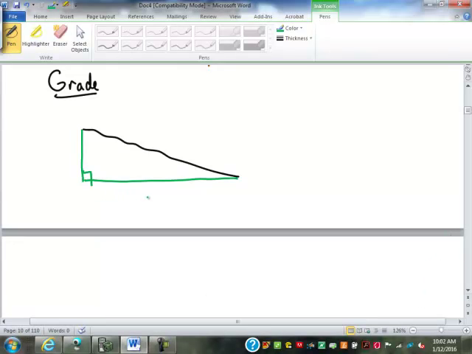So let's say we've got a piece of land here that in 200 feet, it rises 28 feet. The grade is technically rise per 100 feet. So we have a rise of 28 feet and a run of 200 feet.